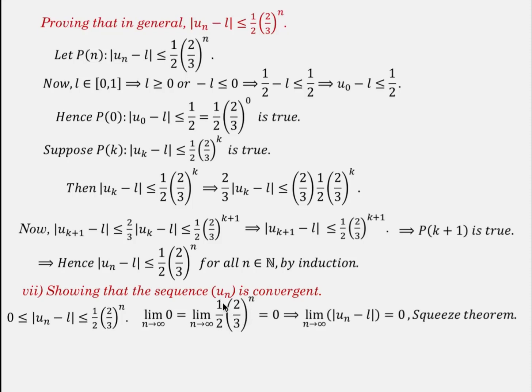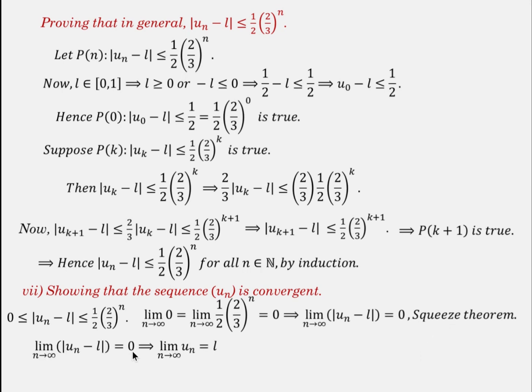Notice that half into (2/3)^n is a geometric sequence with common ratio being 2/3, the absolute value of 2/3 being less than 1. It means that that geometric series converges, and so the limit of that statement is 0. Since the limit of 0 is 0 and the limit of the statement on the far right is also 0, we can conclude that the limit as n tends to infinity of the absolute value of u_n minus L is equal to 0 according to the squeeze or the sandwich theorem.